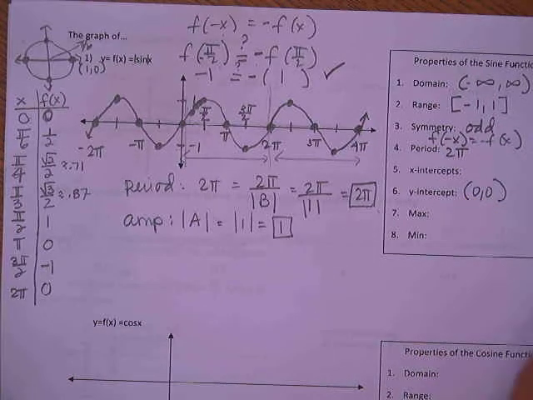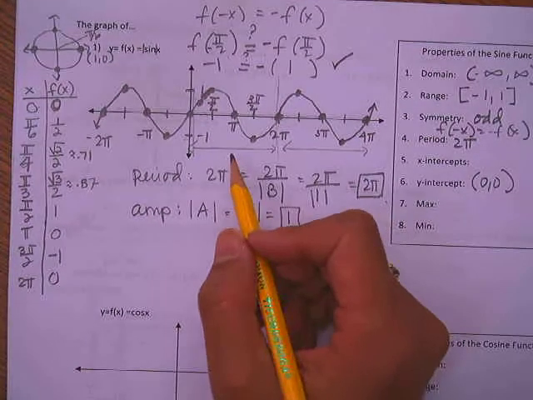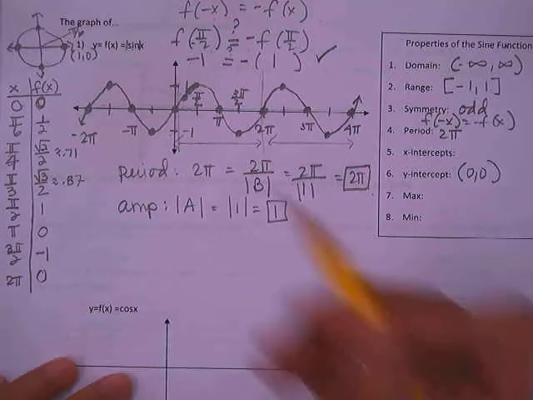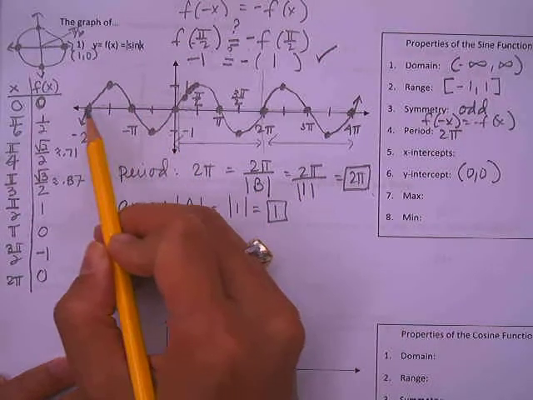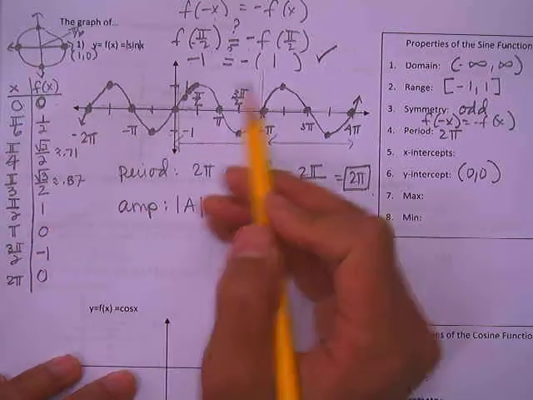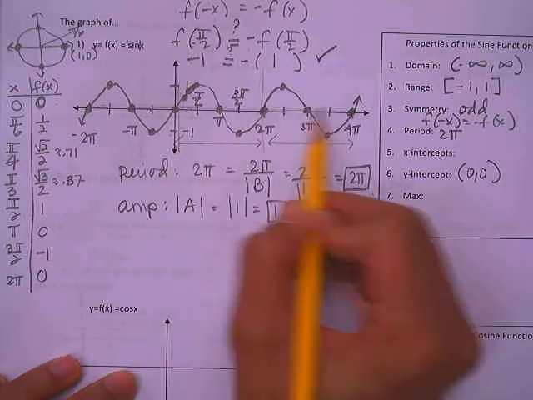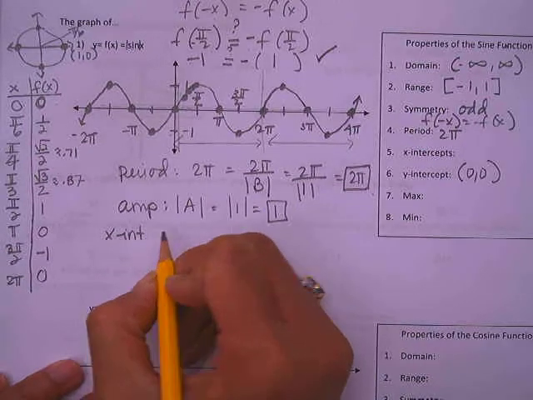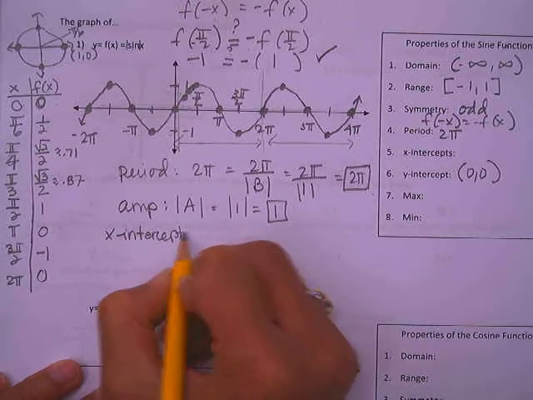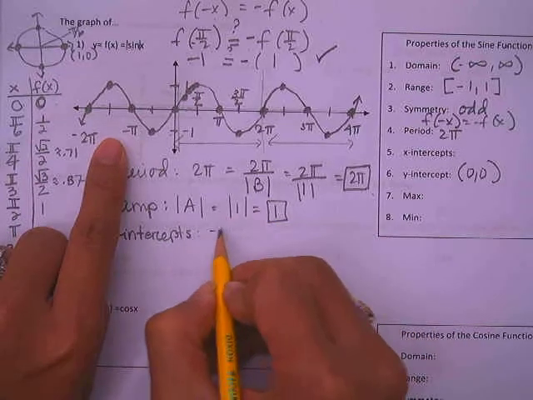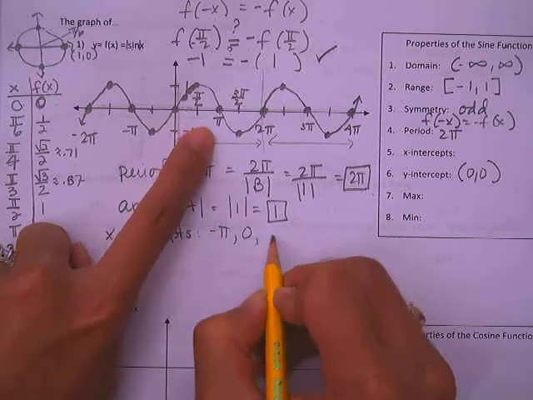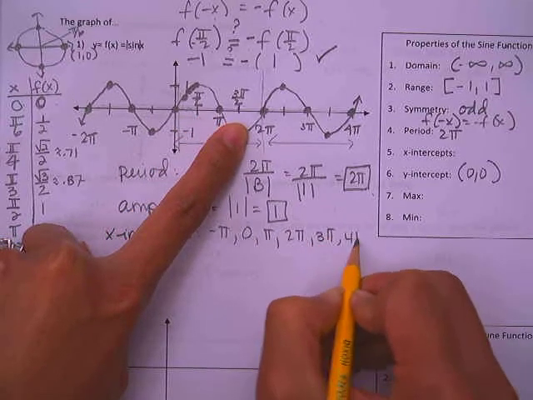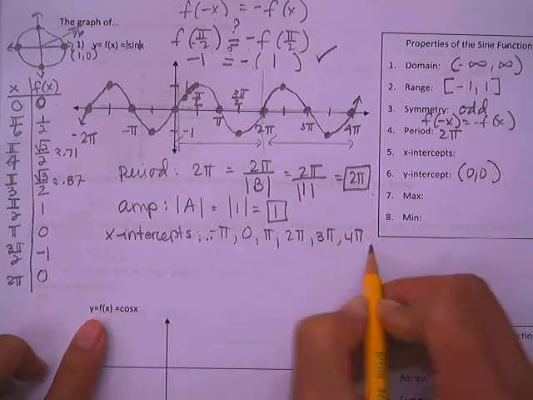The x-intercept is an interesting concept, and we have to list all of the x-intercepts. If you look at it, I have multiple x-intercepts. One is at negative pi, one is at negative 2 pi, and it keeps going forever. One's at pi, 2 pi, 3 pi, 4 pi. So let's talk about how I would write all of the x-intercepts. The pattern is negative pi, 0, pi, 2 pi, 3 pi, 4 pi, dot dot dot, and dot dot dot on the left as well.